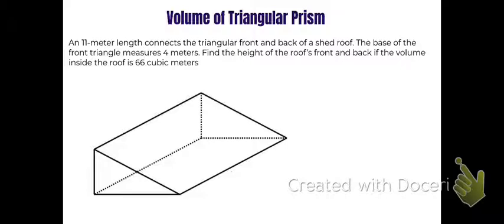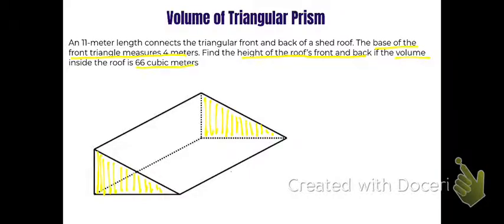Now, I'm going to admit that this word problem is slightly confusing, but hopefully we can make some sense out of how it is worded. It says an 11-meter length connects the triangular front and back of a shed roof. So let's look at the triangular front and back. Already we can see that they are the same triangle. This is a triangular prism. It says the base of the front triangle measures 4 meters. Find the height of the roof's front and back if the volume is 66 cubic meters.